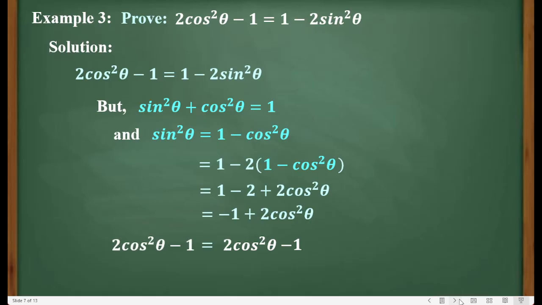So at this point, again, we have just proven another given equation. So this is an identity.